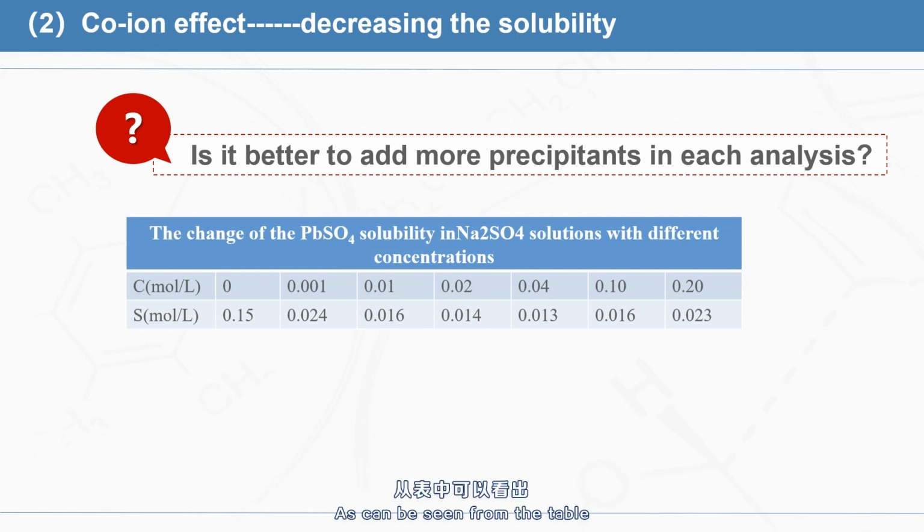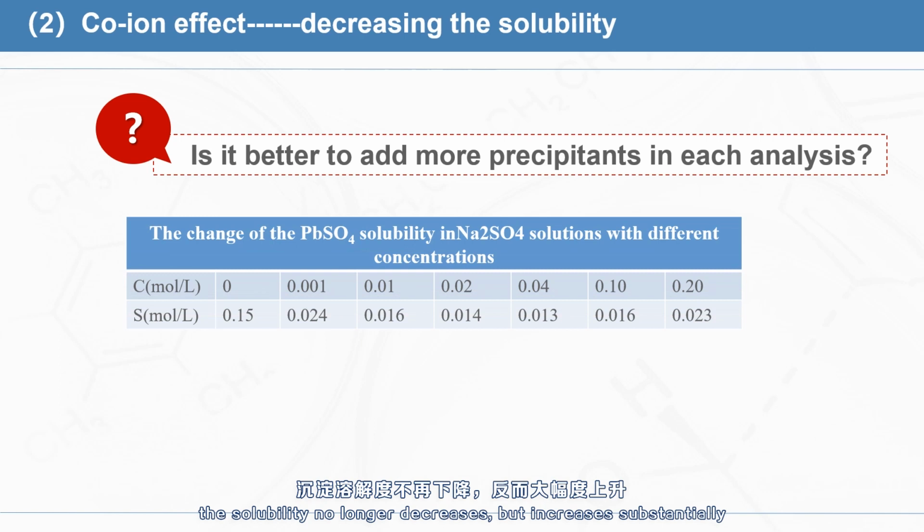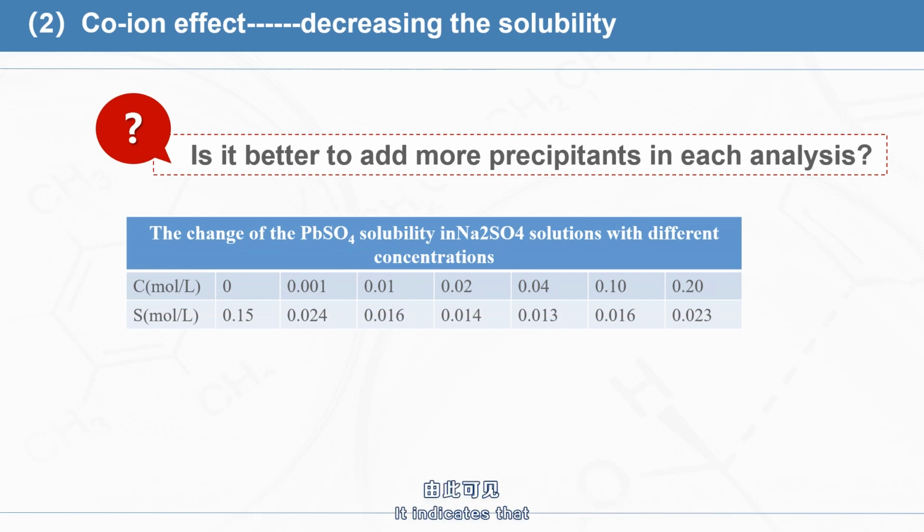As can be seen from the table, with the increase of the concentration of sulfate, the solubility presents a downward trend. However, when the concentration exceeds 0.04 mol per liter, the solubility no longer decreases, but increases substantially. It indicates that the greater concentration of precipitant not always benefits the solubility.